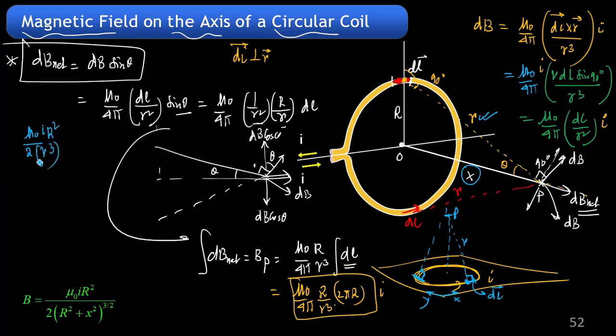Now what is small r? Small r is equal to how much? Small r equals the square root of R square plus x square. So if I put the small r number, ultimately I am getting this value. Okay. Mu naught I into R square divided by 2 times (R square plus x square) whole to the power 3 by 2. So that will give the magnetic field at the point P.